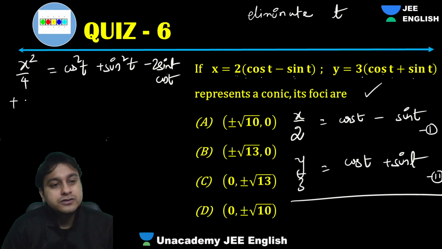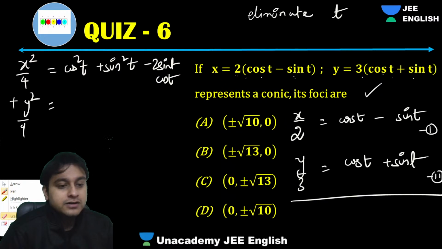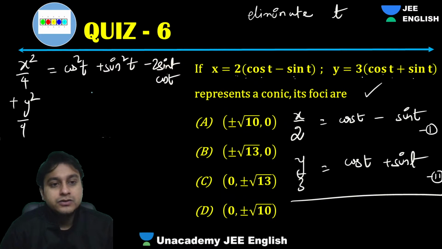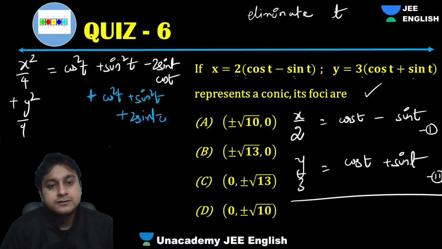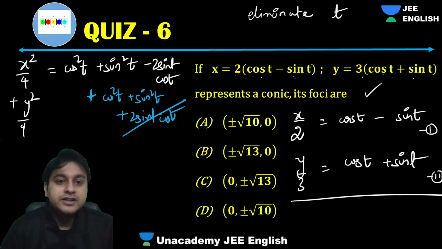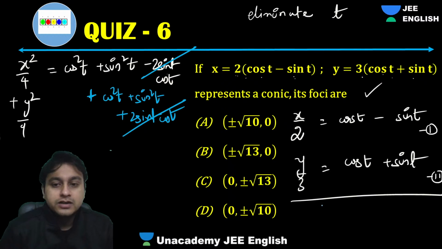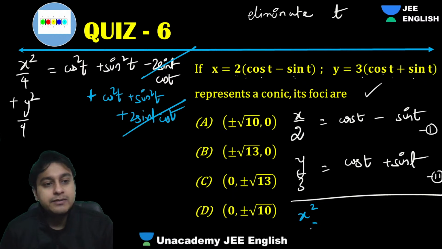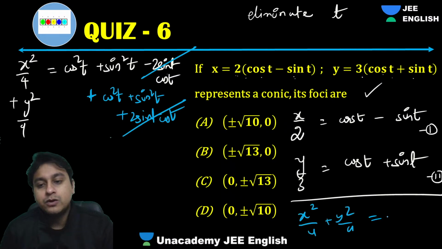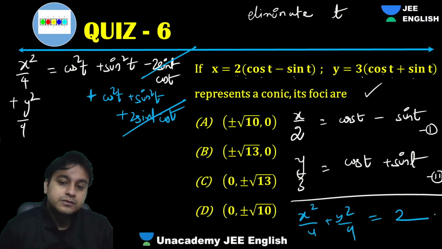Let me add it also, right? Y square by 9 we will get. Here on the RHS, this part will be added, so this will give cos square t plus sine square t plus 2 sine t cos t. So the 2 sine t cos t terms cancel. Cos square t plus sine square t is 1. So guys, what did we get? We got x square by 4 plus y square by 9 equals 2.